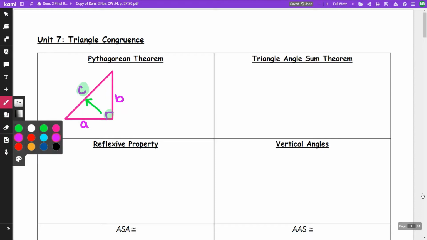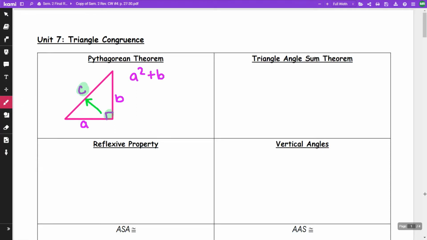So the Pythagorean theorem is the following. A squared plus B squared is equal to C squared. And again, the C squared is our hypotenuse squared.